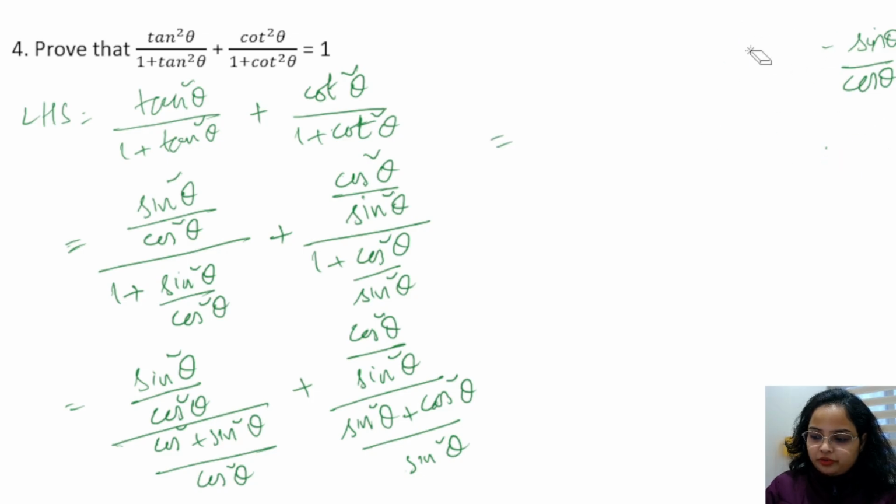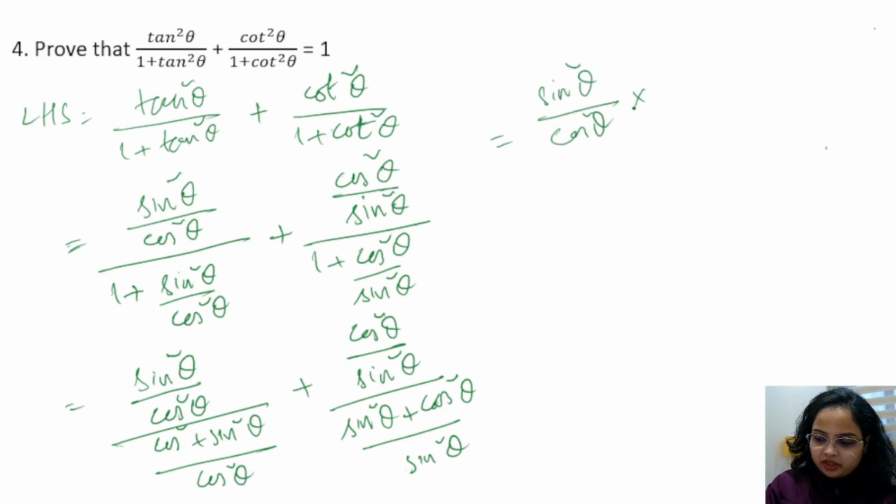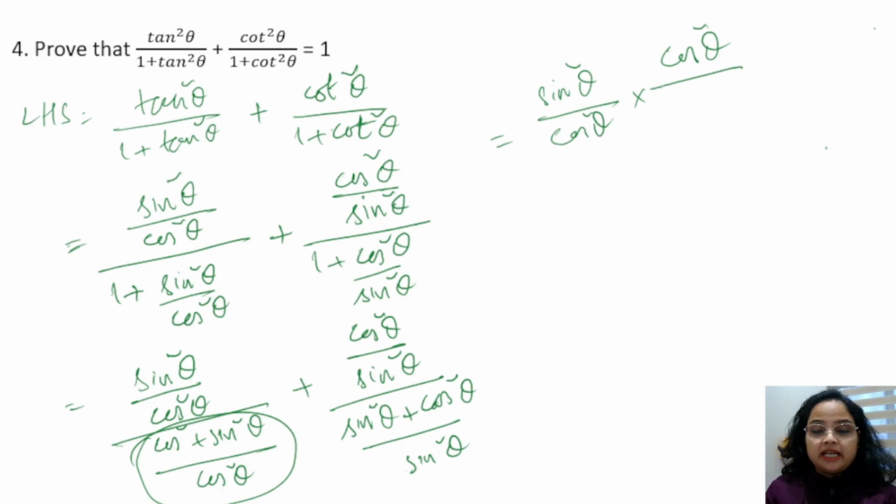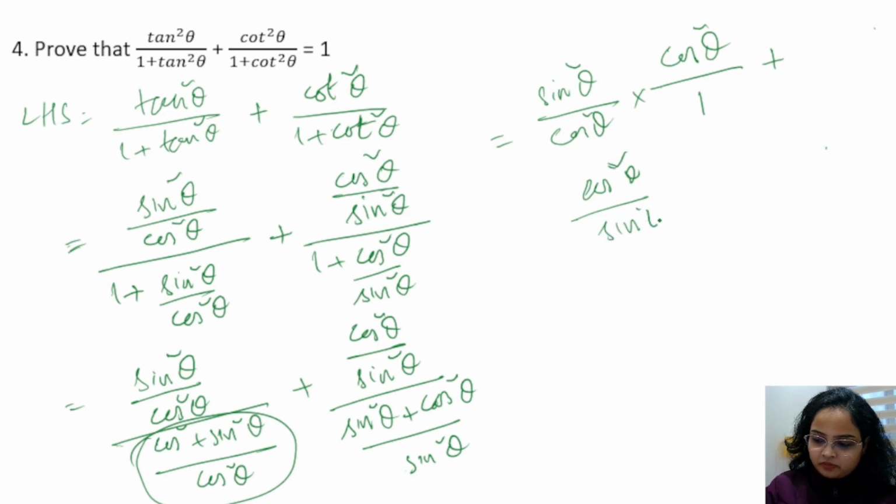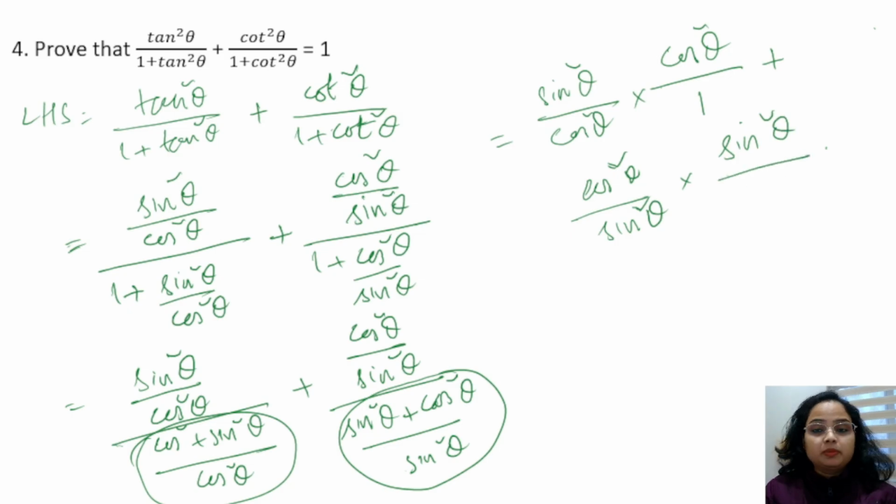So here what do we have? We have sin square theta divided by cos square theta into cos square theta, so this term will be inverse, divided by sin square theta plus cos square theta, it is 1. Plus cos square theta divided by sin square theta into, and this term will be inverse, sin square theta divided by sin square theta plus cos square theta, it is 1.